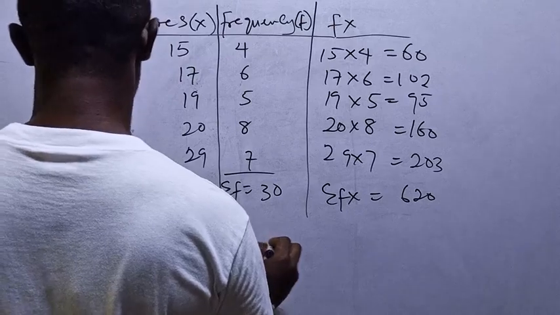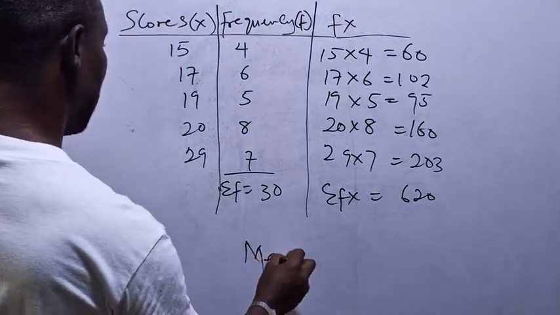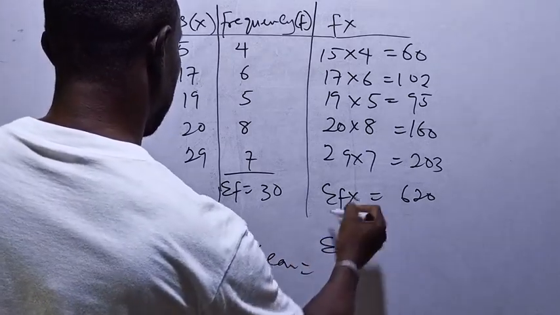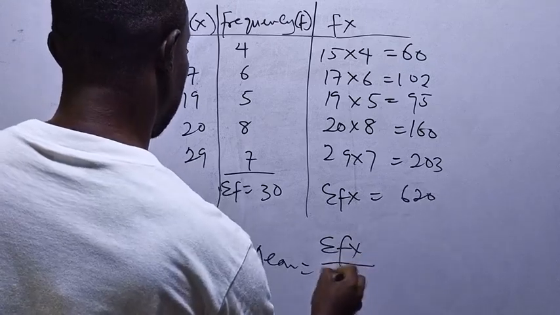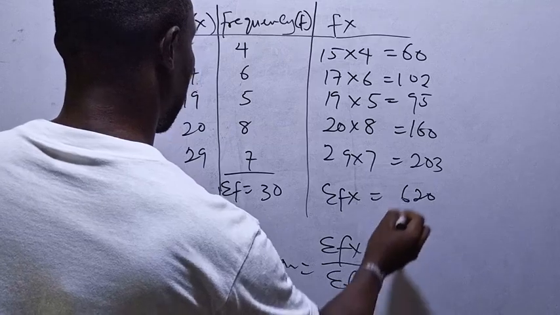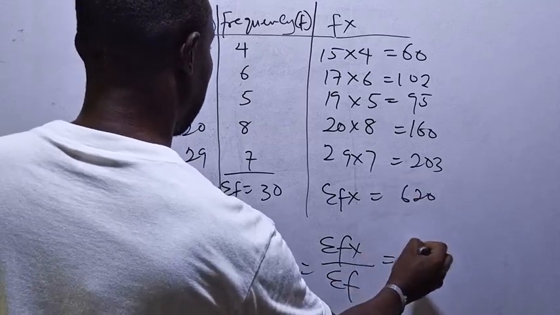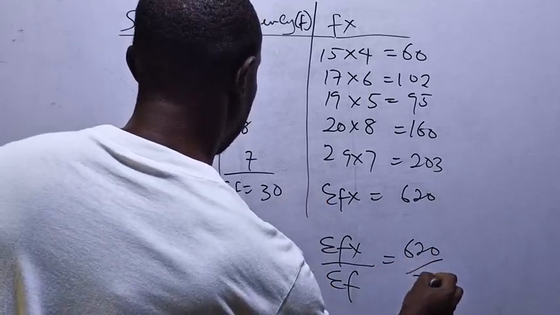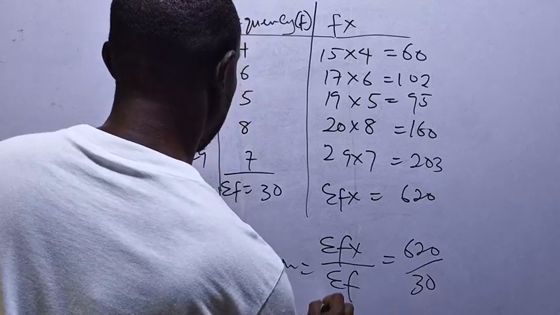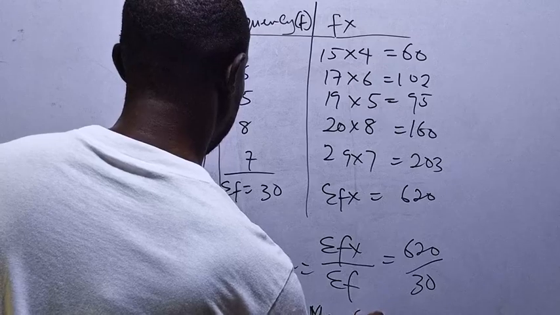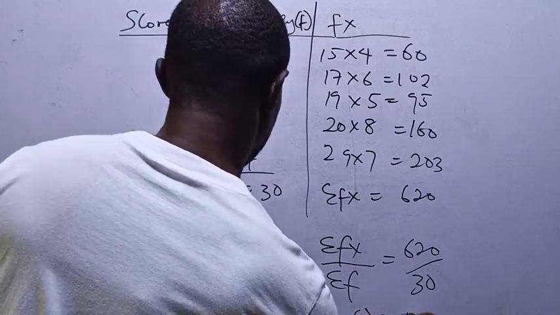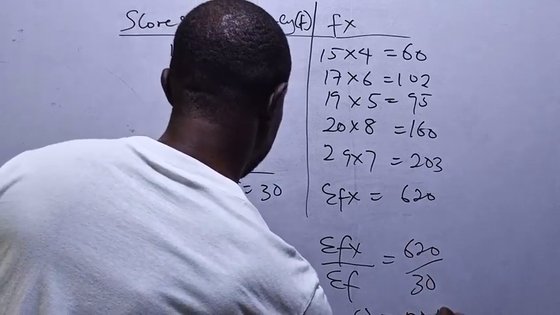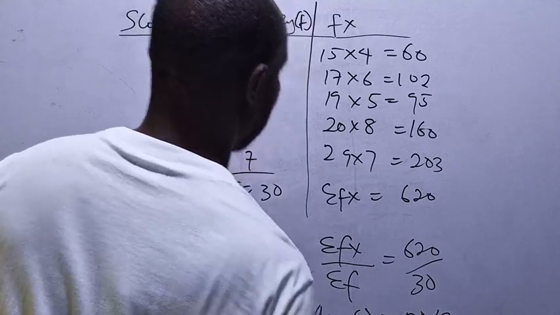Now, the mean will be equal to the summation of fS, the totality of this, divided by the summation of f. The summation of fS is 620, divided by the frequency total of 30. Therefore, the mean, represented as x bar, will be equal to, if we divide 620 by 30, 20.67. As easy as that.